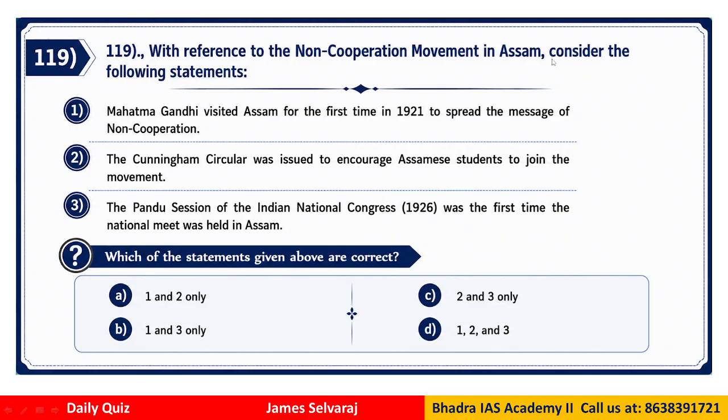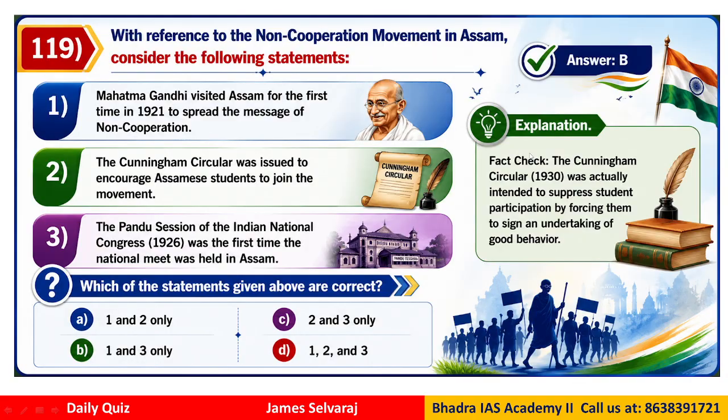Question 119. With reference to the non-cooperation movement in Assam, consider the following statements. Mahatma Gandhi visited Assam for the first time in 1921 to spread the message of non-cooperation. The Cunningham Circular was issued to encourage Assamese students to join the movement. The Pandu session of the Indian National Congress was the first time a national meet was held in Assam. Which of these statements are correct? The correct answer is B, that is statements 1 and 3.